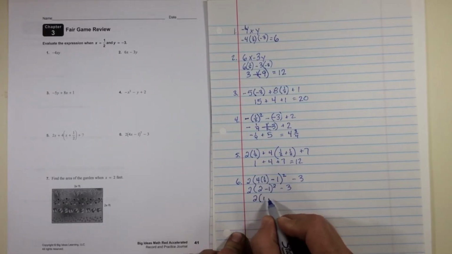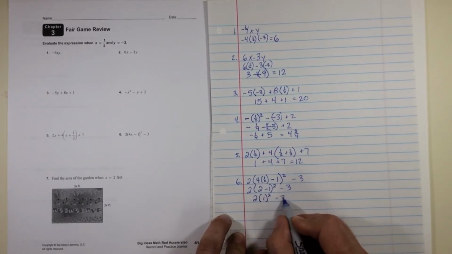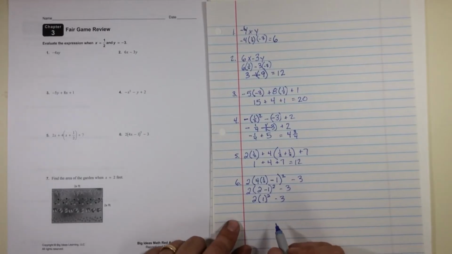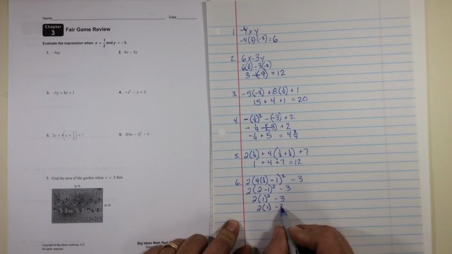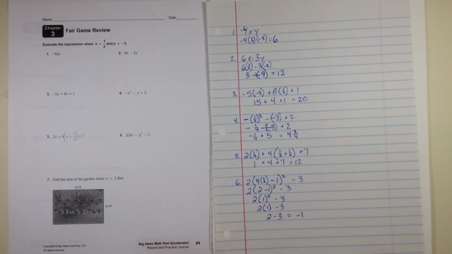2 times 1 squared minus 3. 1 times 1 is 1. So I have 2 times 1 minus 3. 2 times 1 is 2 minus 3. 2 minus 3 is -1.